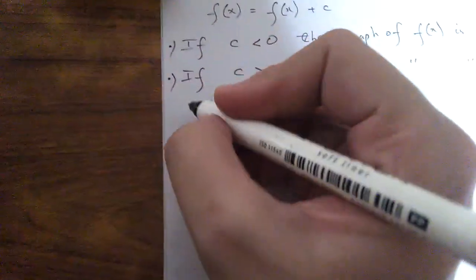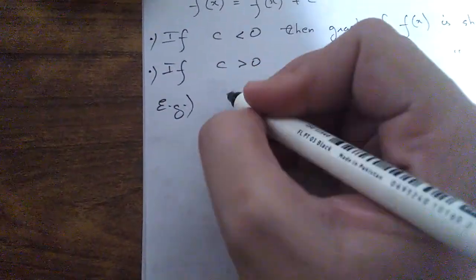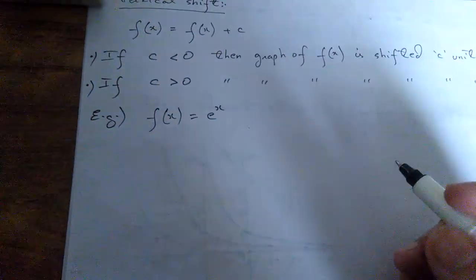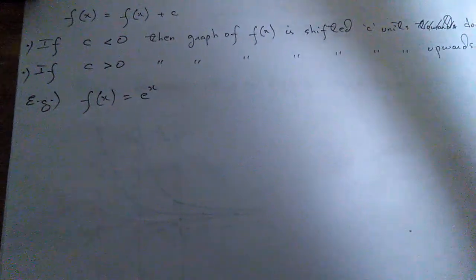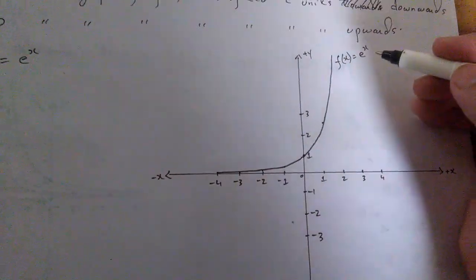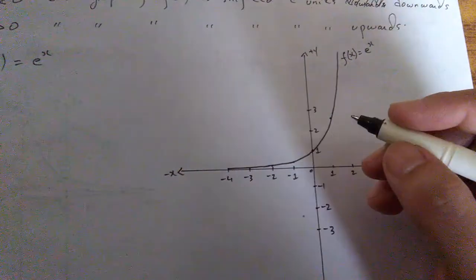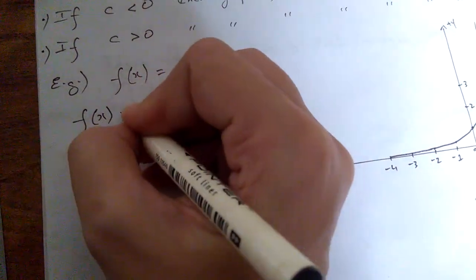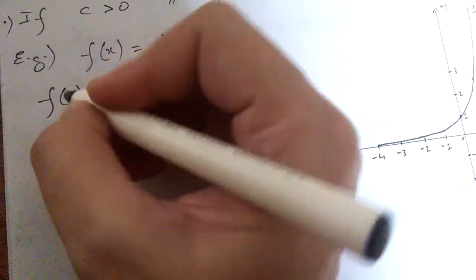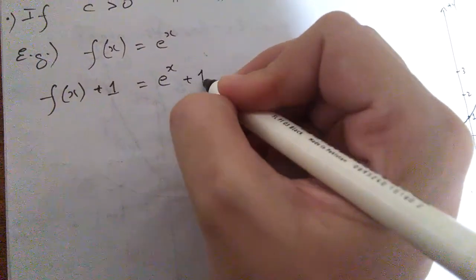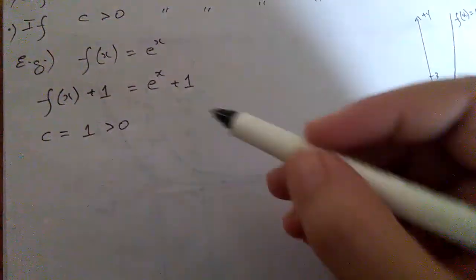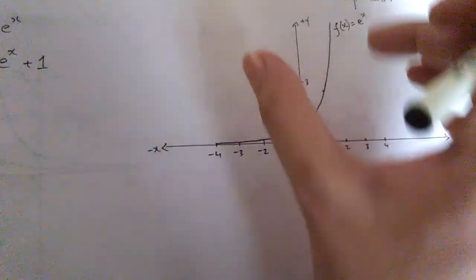Now let's have a look at the example. We are going to pick up the same function e of x here, because we have just taken that. This is your function, and we have just seen how the graph of this function looks. That's how our graph of e power x looks. So now if I just add 1 in this function, so my f of x is e power x plus 1. Here you can see that the value of your c is 1. It is greater than 0. So you are going to shift the same graph vertically upward, 1 unit upward.